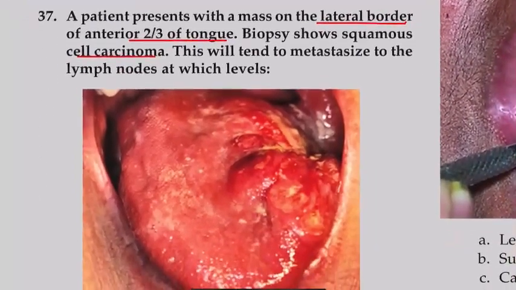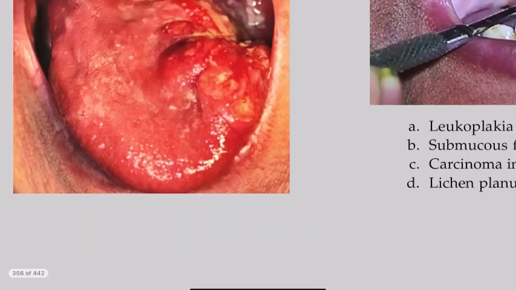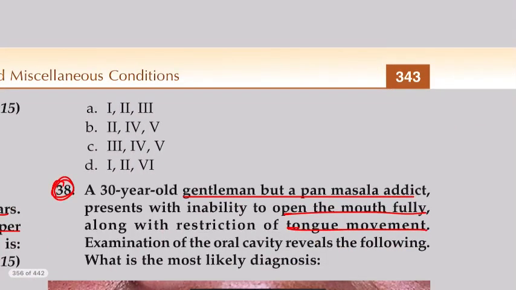A patient presented with mass in lateral border of anterior 2/3 of tongue. This will tend to metastasize to lymph node at which level? It will metastasize to first, second and third, right? So the answer is first, second and third.